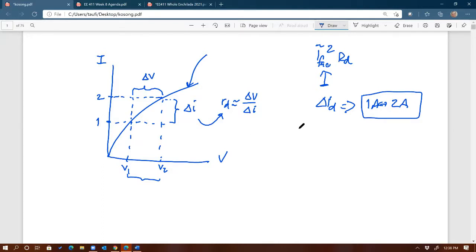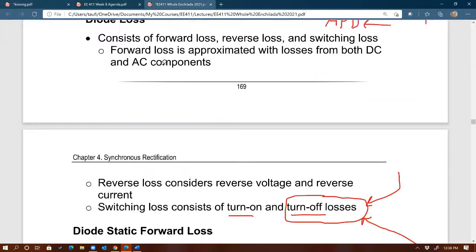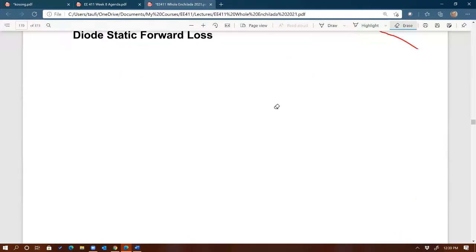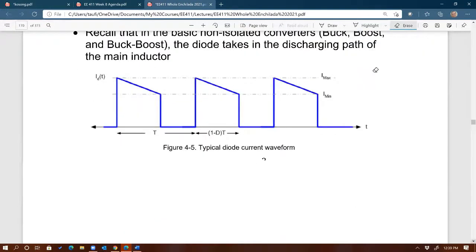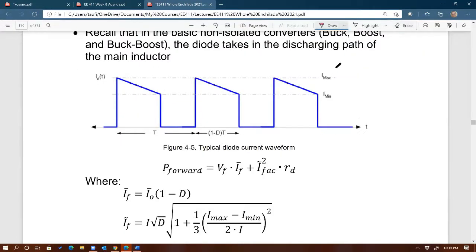Any question on this? Okay, so that's how you get R_D. Here's an example. You see you get this fluctuation when the diode is on. You don't care about this part because that's when the diode is off. Remember, this is forward drop, so you only care about when the diode is conducting.